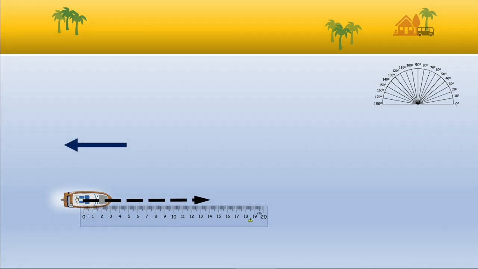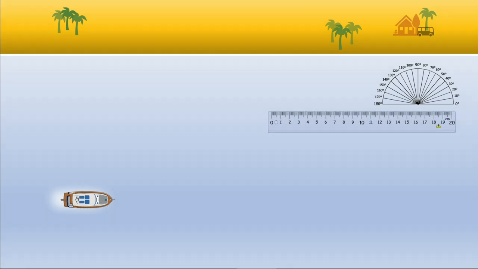Let's try another. The direction of the tide changes. We have 0 as our measure. The boat is not moving, because the forward motion of the boat is being cancelled by the tide. Last one.